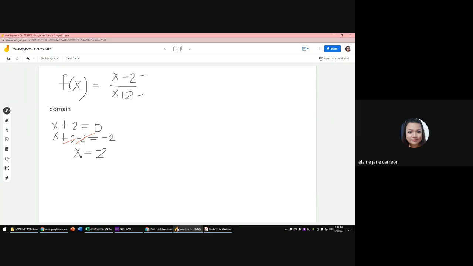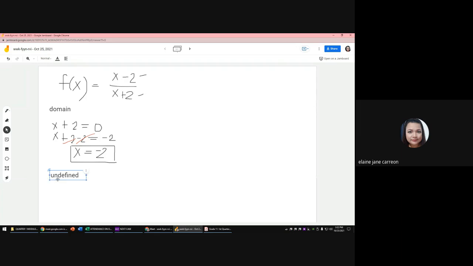So you add the additive inverse of an integer you want to eliminate in the left side and you want to put it in the right side. Okay, so the value of x here is -2, meaning x is equal to -2. If we are going to substitute -2 in the function, the function will become undefined.